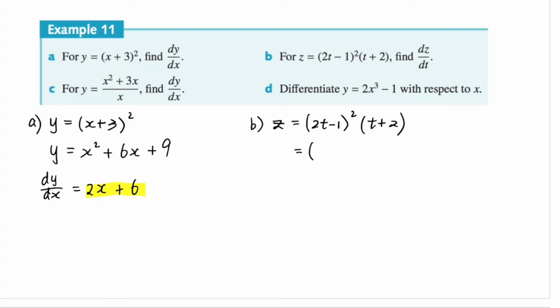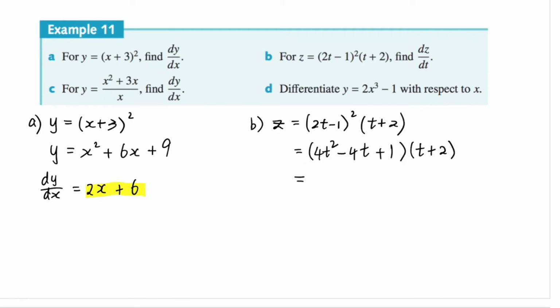So it's 2t squared, which is 4t squared, minus 2 times 2t times negative 1, which is negative 4t, plus negative 1 squared, which is positive 1. And let's keep the second bracket there. Okay, so now let's expand the brackets again. Using the distributive method, we need to make sure that every single term in the first bracket multiplies with every single term in the second bracket.